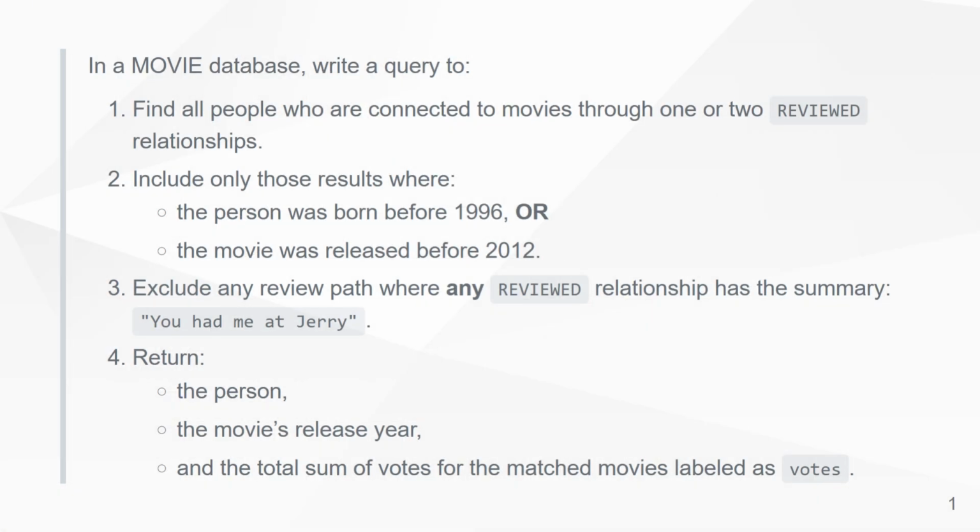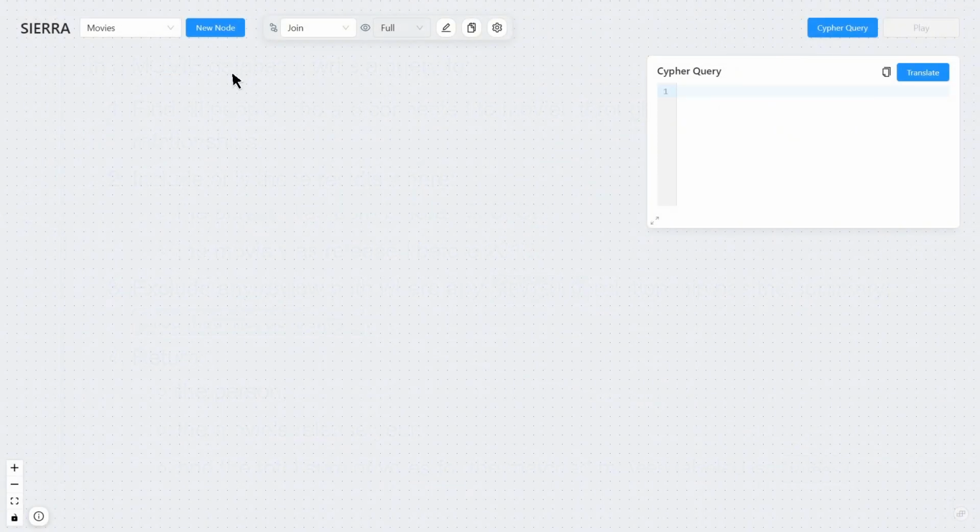Now I want to demonstrate the capability of Sierra by tackling some advanced query formations. So we're given a movie database where we have to write a query to find all people who are connected to movies through either one or two reviewed relationships, and include only those results where the person was born before 1996 or the movie was released before 2012. Exclude any review of the reviewed relationship which has the summary "You had me at Jerry" and return the person, the movie release year, and the total sum of votes for the matched movie label as votes. Okay, so let's get started.